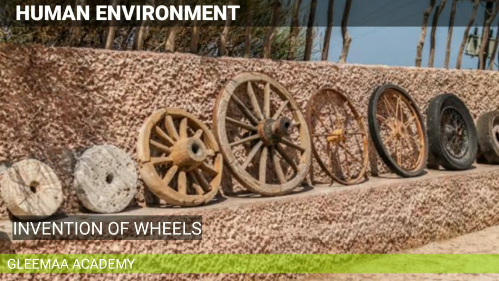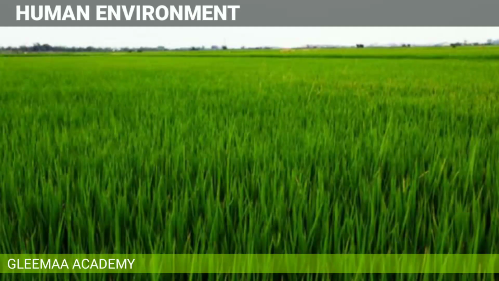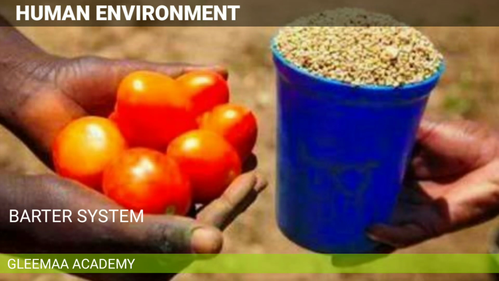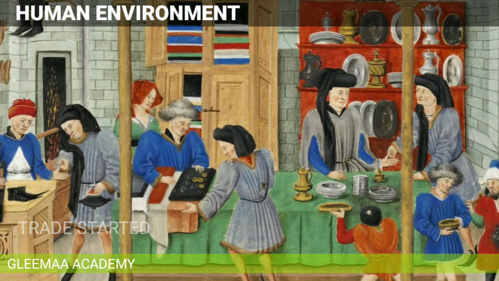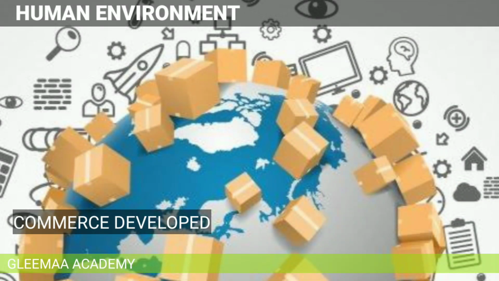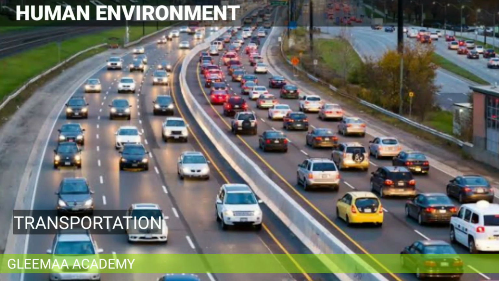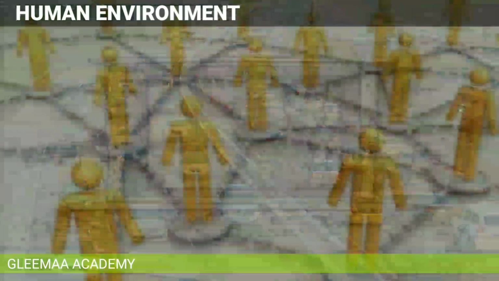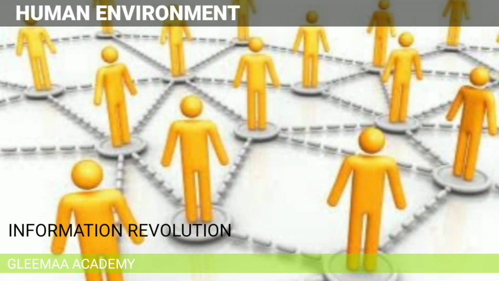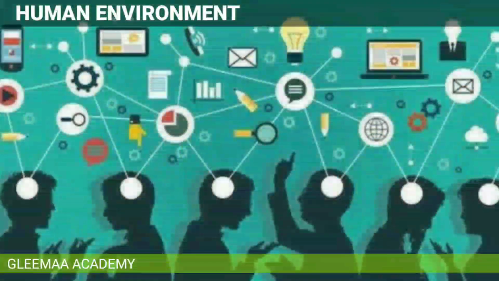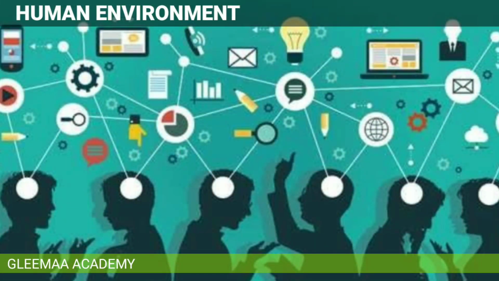The wheel was invented. Surplus food was produced. Barter system emerged. Trade started and commerce developed. Industrial revolution enabled large-scale production. Transportation became faster. Information revolution made communication easier and speedy across the world.